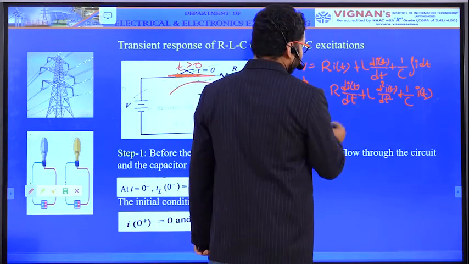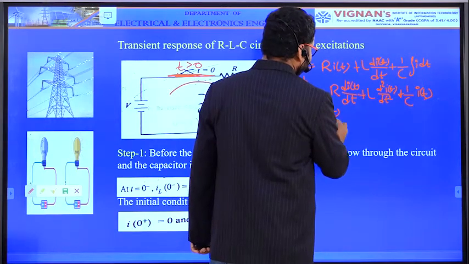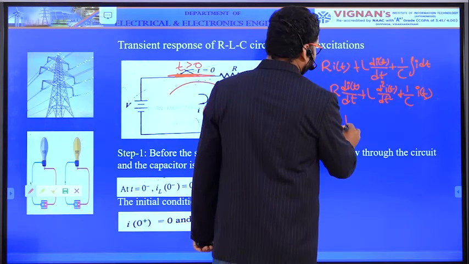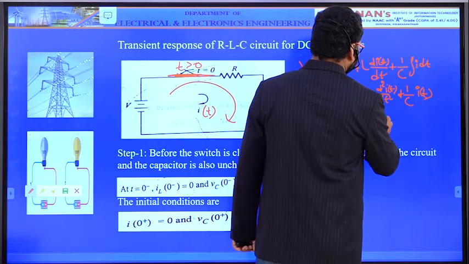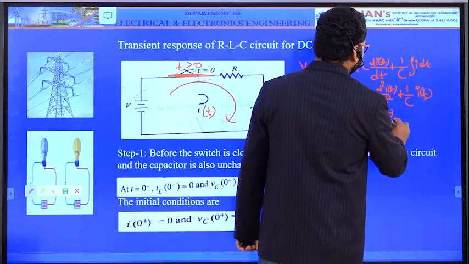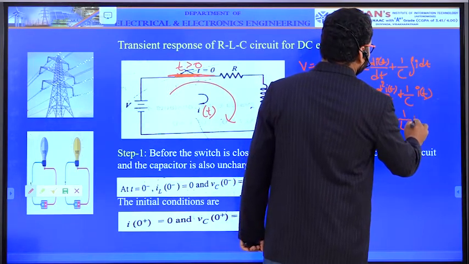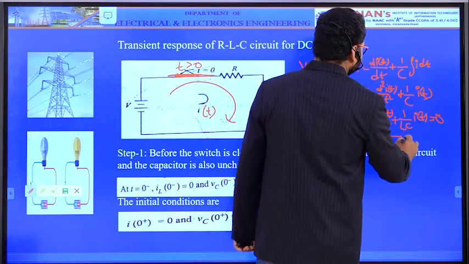So d square i(t) by dt square plus R by L di(t) by dt plus 1 by LC i(t) equals 0. Okay, this is the equation.